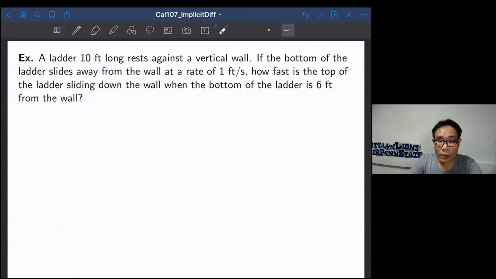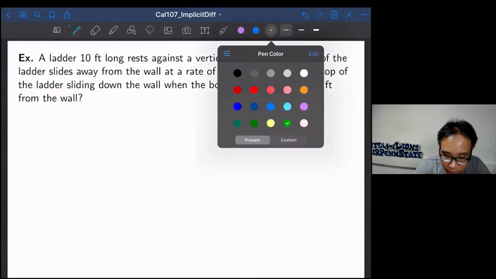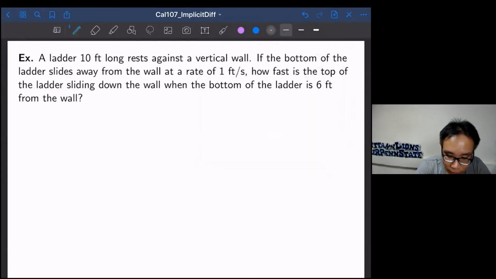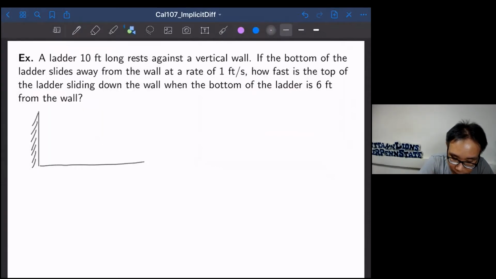so for the next one, we have a ladder 10 feet long raised against a vertical wall. Okay, so let me sketch something for you first. So you have a vertical wall. So this one, you have a vertical wall like this one, okay? And you're going to have this guy, okay?